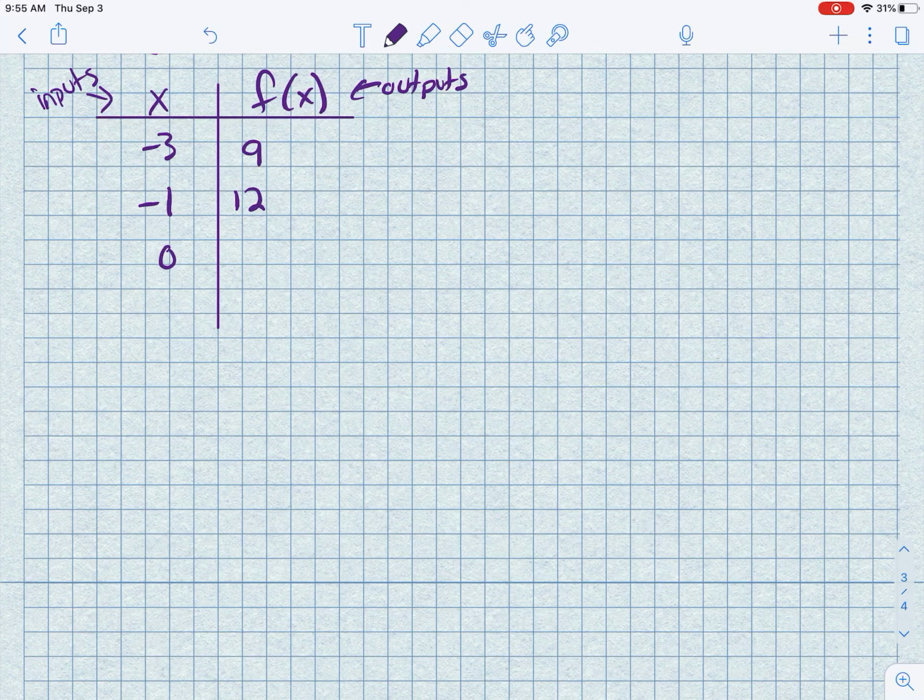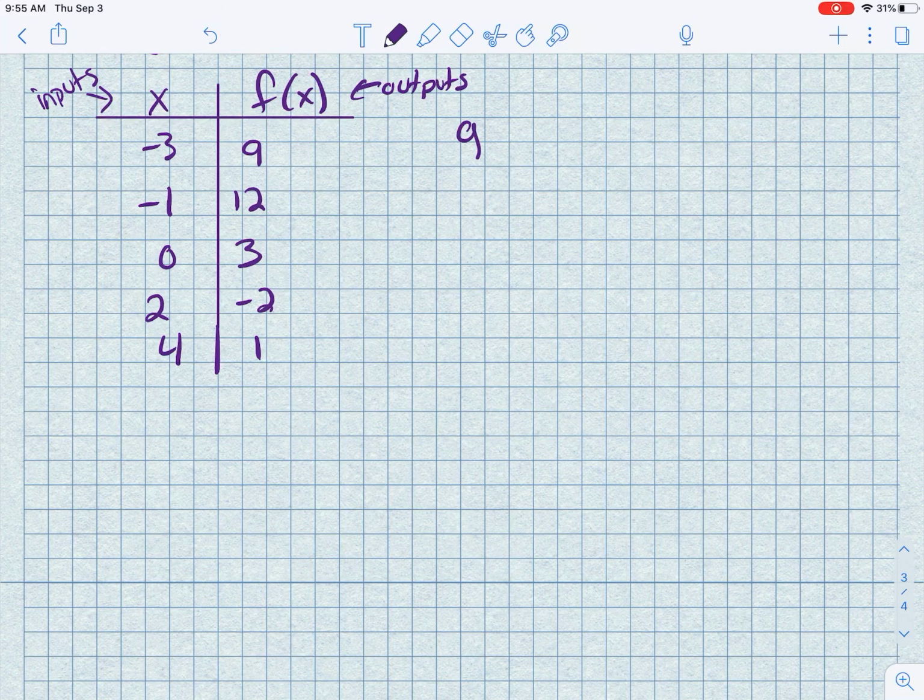Okay, so you're not always going to be given equations. Sometimes with functions, you're going to be given a table or a graph. So let's say we're given this lovely table. We have x, y. Actually, instead of y, let's do function notation, f of x. So my inputs and my outputs. Okay, so we're going to have -3, 9, -1, 12, 0, 3, 2, -2, and 4, 1.